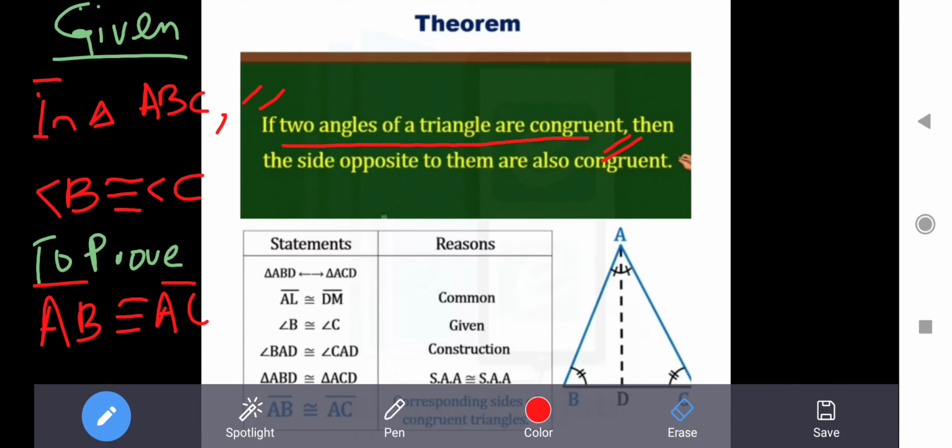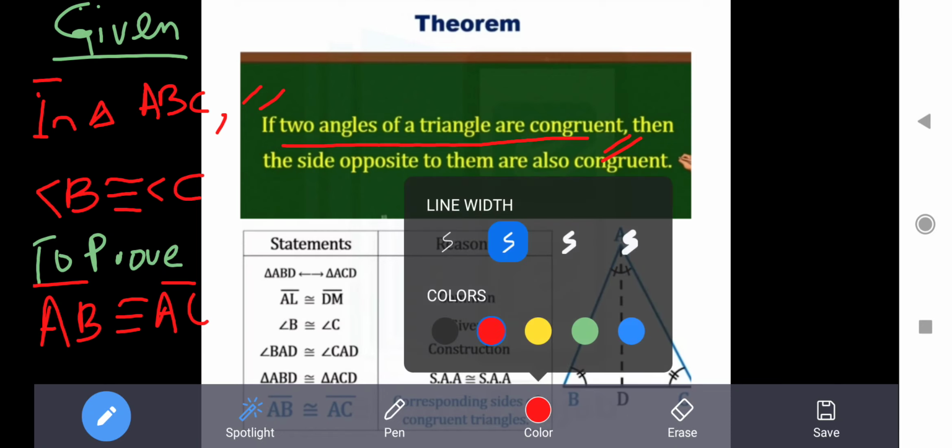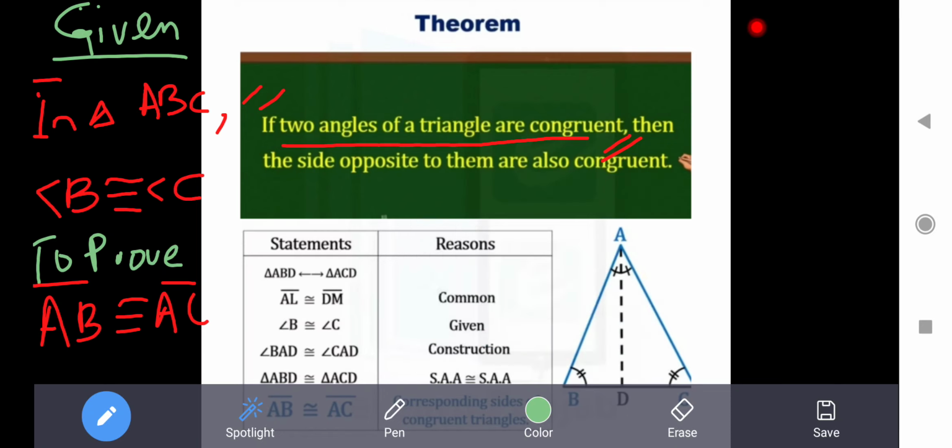Now coming back towards the construction, so I am writing over here on the right side, construction. What is in construction? In construction we will draw the angle bisector of A. You can see angle bisector of A means we are going to bisect this angle into two equal parts.